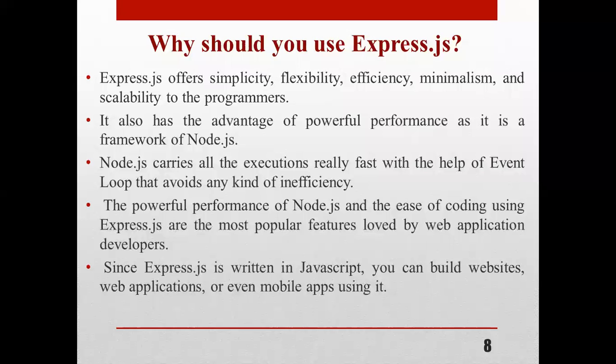Node.js carries out all the executions really fast with the help of the event loop. We have seen that the event loop avoids any kind of inefficiency, and what the event loop does is carry out all the executions. There we have seen the role of threads in blocking and non-blocking stages.